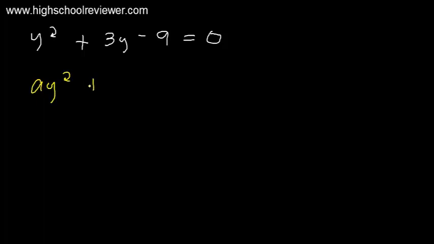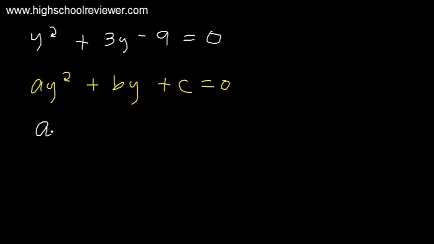Our next problem, we have y squared plus 3y minus 9 equals 0. So again, this is of the form ay squared plus by plus c equals 0. So the values for a, b, and c are as follows.